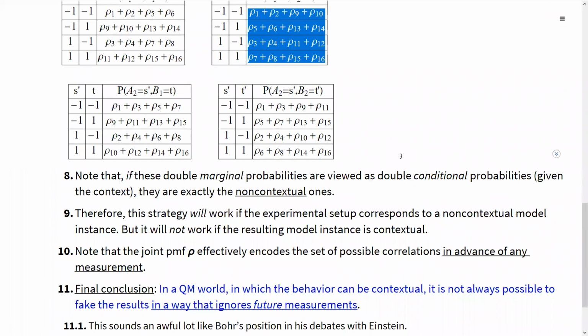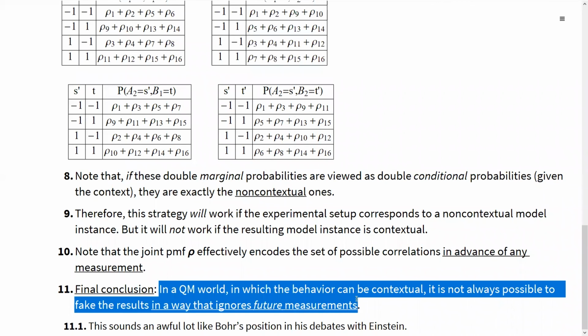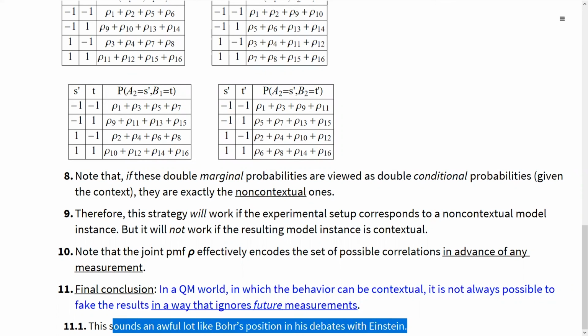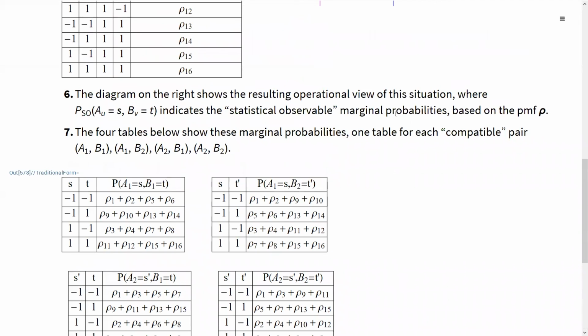So what's the conclusion? My final conclusion: in a QM world in which the behavior can be contextual, it is not always possible to fake the results in a way that ignores future measurements. That's deep stuff. Anyway, that sounds a lot like what Bohr was trying to say to Al. Al, baby, you got to wait for the measurement to know what's actually going to happen. And this is kind of what the theory says.